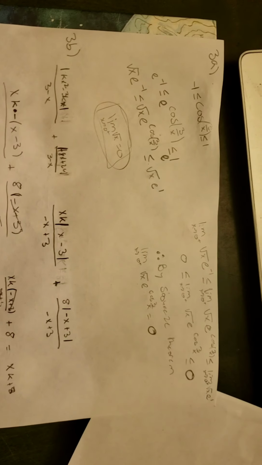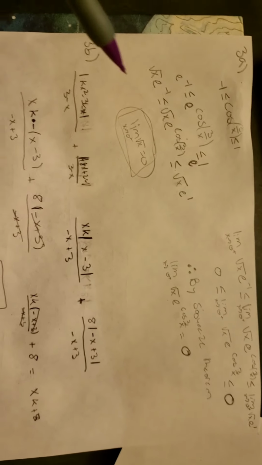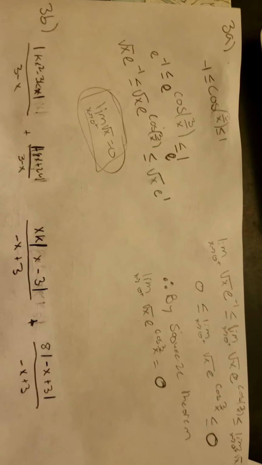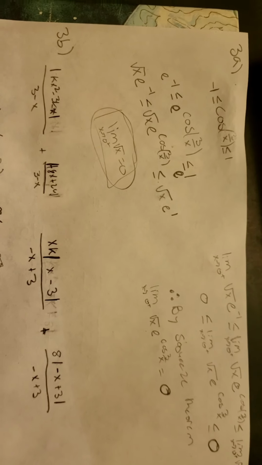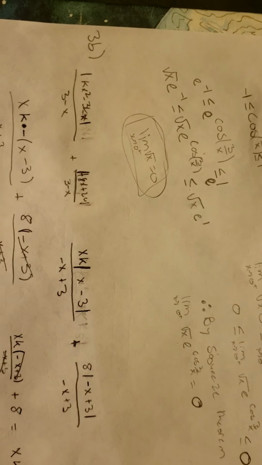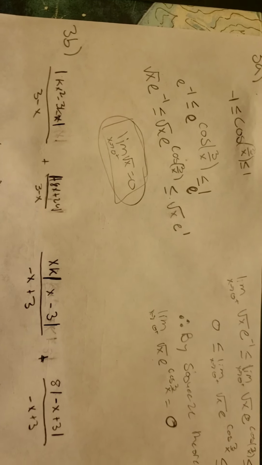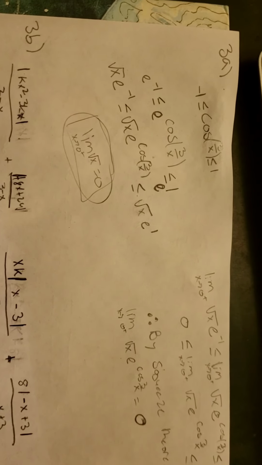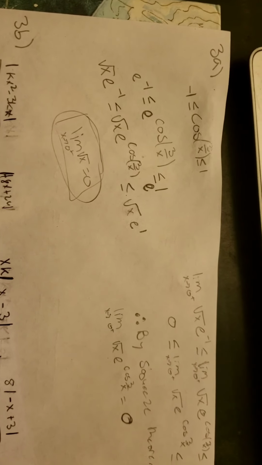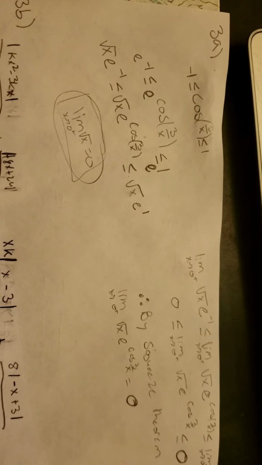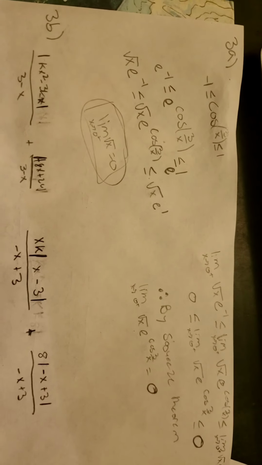For 3a, I got it wrong because I didn't use the squeeze theorem. So this time I did use the squeeze theorem. And since the range of cosine is -1 to 1, I put -1 is less than cosine, which is less than 1. And then I multiplied all sides by e to the 1, and then square root of x on each side. And since the limit as x approaches 0 from the right of square root of x is 0, both left and right sides approach 0. So boom, that means the middle has to be 0 by squeeze theorem.